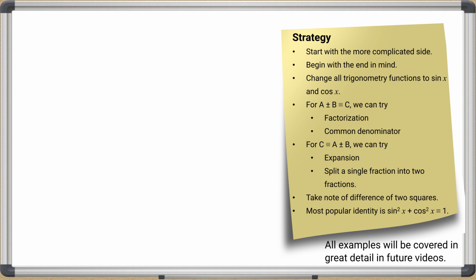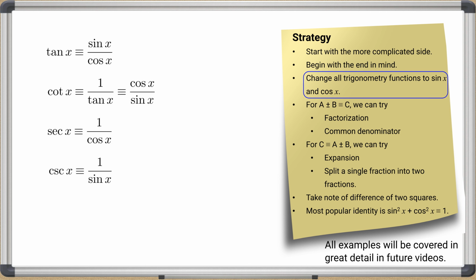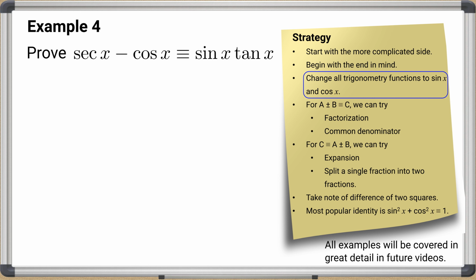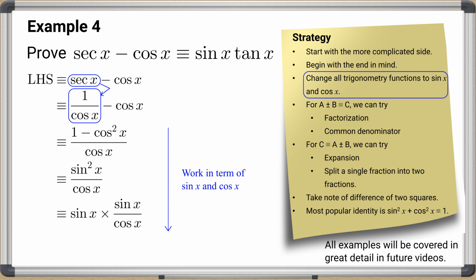Part 3. Next, we change all trigonometry functions to sine x and cosine x. It is easier to work with just sine and cosine rather than all 6 trigonometry functions. Let's look at example 4. We change secant x to 1 over cosine x. We work in terms of sine x and cosine x. Solved.